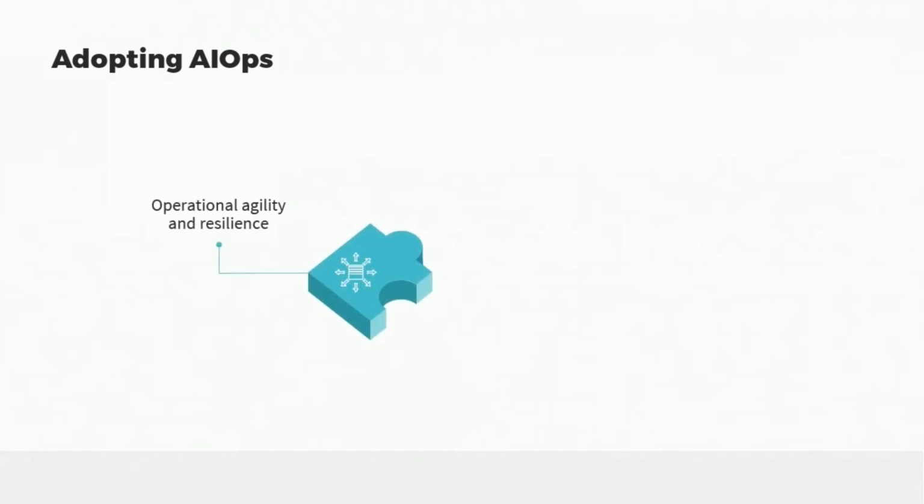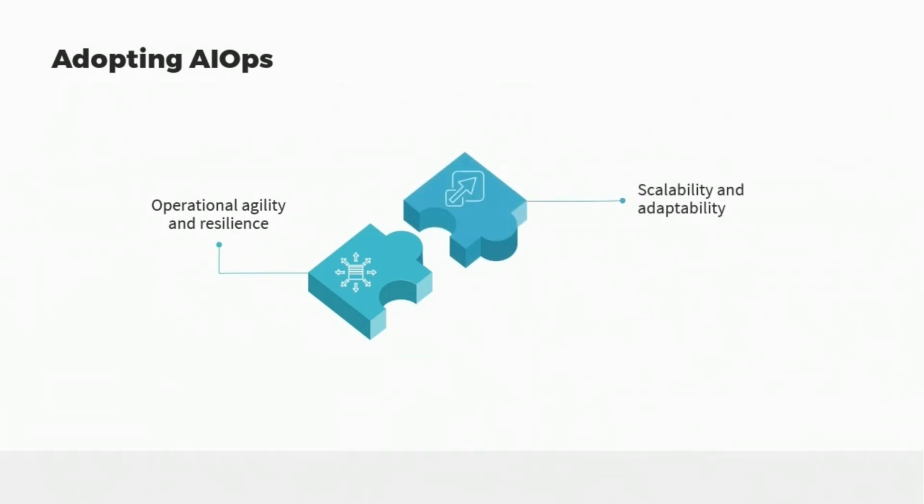And that brings us to adopting AI ops. Embracing AI ops offers organizations lots of benefits, including operational agility, scalability, and flexibility across diverse environments. Operational agility and resilience means responding quickly to changing business demands and market conditions by leveraging AI driven insights and automation capabilities to adapt and optimize IT operations.